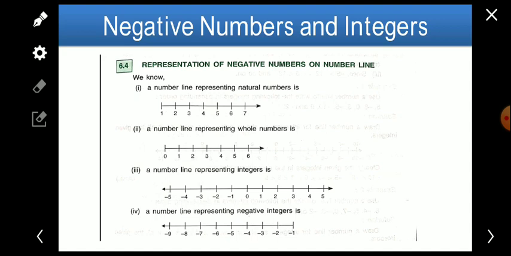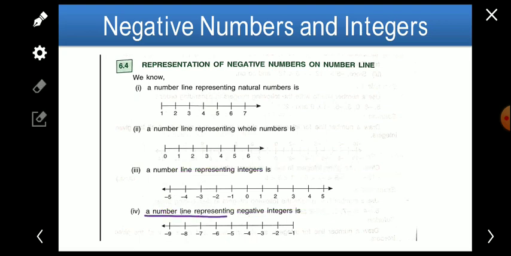And one more thing we have to keep in mind, that whenever we label the numbers, the gap between two consecutive integers should be the same all the time. Whatever the gap between 0 and 1 is, the same gap should be between 1 and 2, 2 and 3, 3 and 4 like this, -2 and -3, -4 and -5. So the gap should be uniform, equal between two consecutive integers.